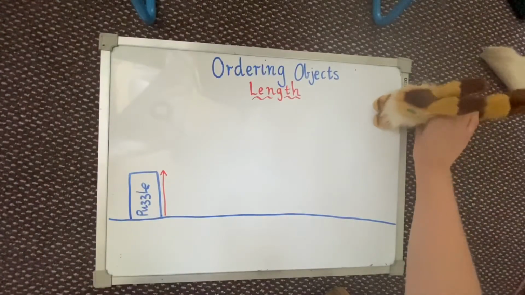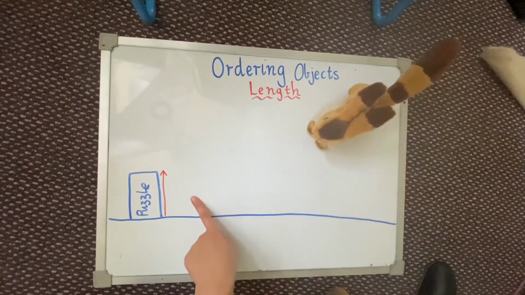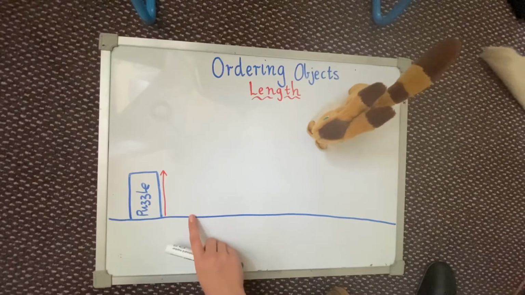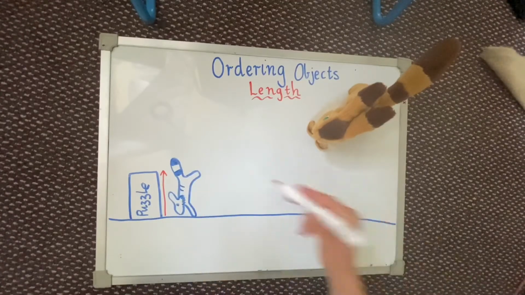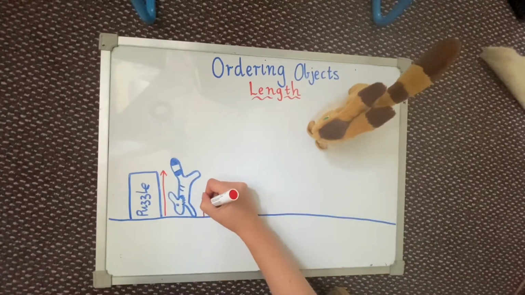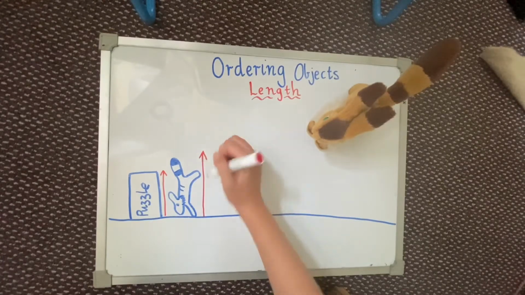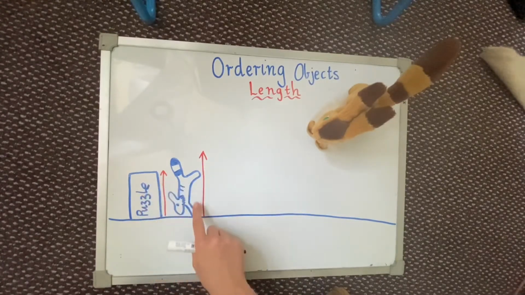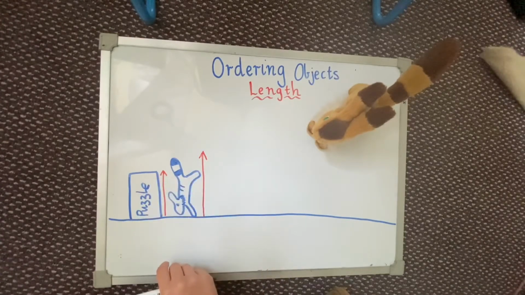The next object was Teto. So let's draw Teto next to the puzzle box and make sure that his body touches that line. So there's Teto, and as you can see, I've drawn him like this, so you can clearly see that the length of him is longer than the puzzle box.